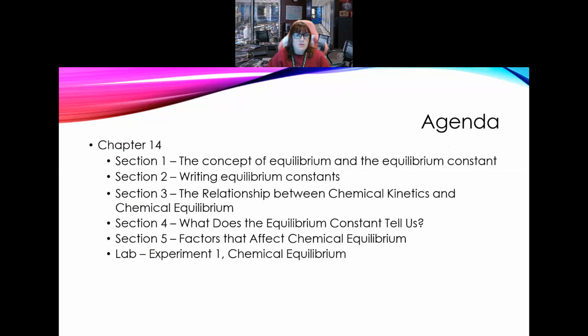So we're going to start with the concept of equilibrium and what an equilibrium constant is. We will then talk about writing equilibrium constants. We'll talk about the relationship between kinetics and equilibrium, and we'll define all of that. We'll talk about what the equilibrium constant tells us. We'll talk about the factors that affect chemical equilibrium, and then we'll talk about experiment 1, the chemical equilibrium lab. I think that's everything for that. There's a separate video for the chemical equilibrium lab too. There's always a video for the lab, and then the material is covered in the lecture, so there's both.